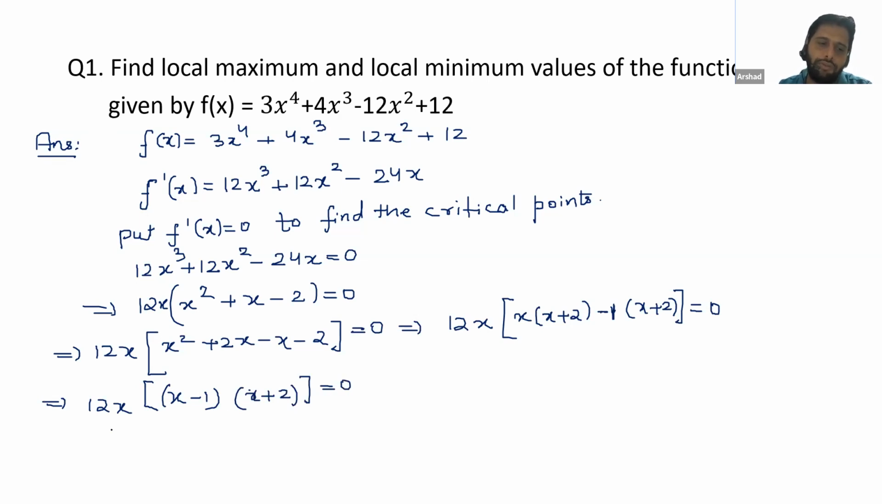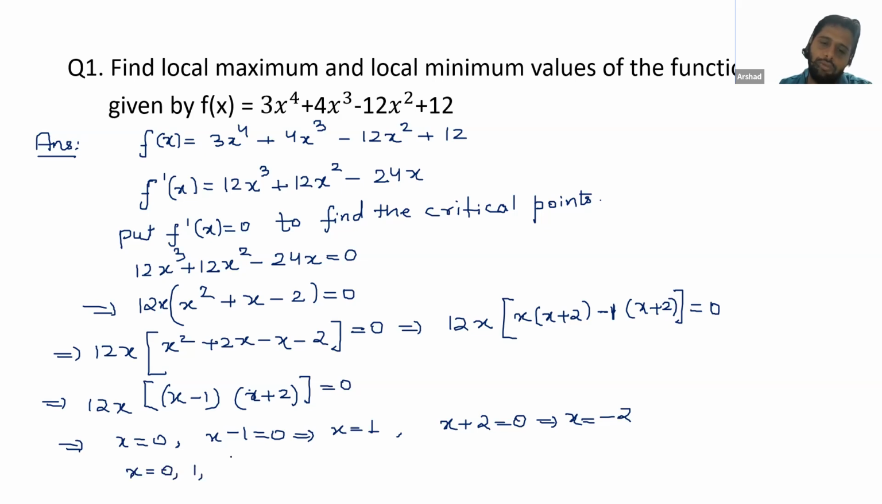So what values of x will you get here? First, x is equal to 0. Second, x minus 1 is equal to 0, which will give you x is equal to 1. And third is x plus 2 is equal to 0. So you will get here x is equal to minus 2. So what are the critical points here? x is equal to 0, 1, and minus 2 are the critical points.